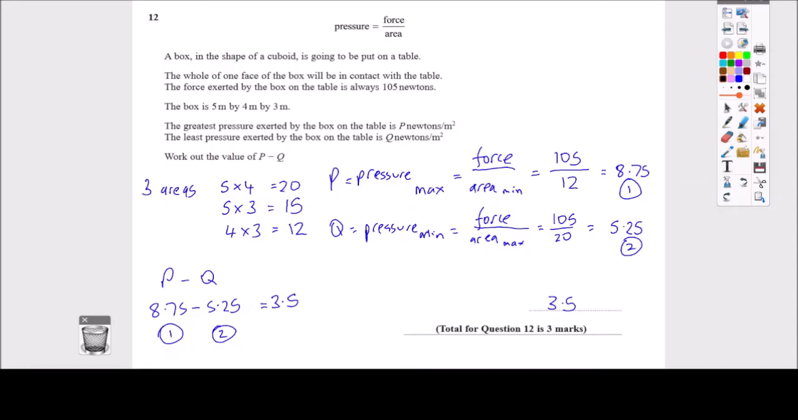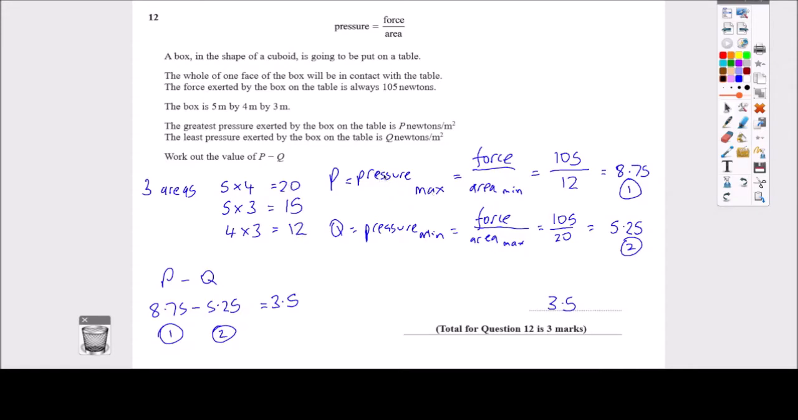Question 12. Now, pressure equals force over area, and we're being asked to work out P and Q, where P is the maximum pressure and Q is the minimum pressure. Now, for both occasions, the force remains unchanged. It's going to be 105. So what we can alter is the area. Now, think about our box, which is 5 metres by 4 metres by 3 metres. We've got three possible areas of the side that's touching the floor. It could be the 5 and the 4 touching the floor, so an area of 20. 5 times 3 is 15, or 4 threes are 12. So we've got a maximum area of 20, a minimum area of 12.